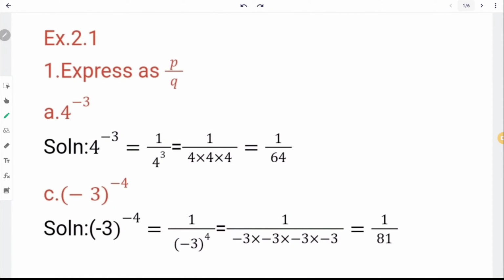Okay, we'll be starting exercise 2.1. So the first question, express as p by q. Which means it has to have a numerator and a denominator. Okay, so let us express 4 to the power minus 3 in the form p by q.